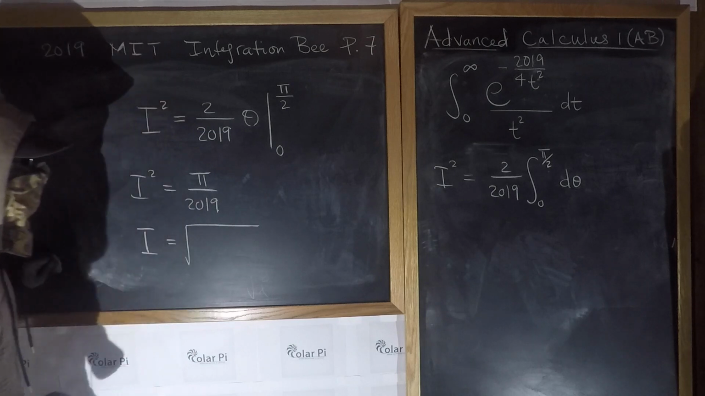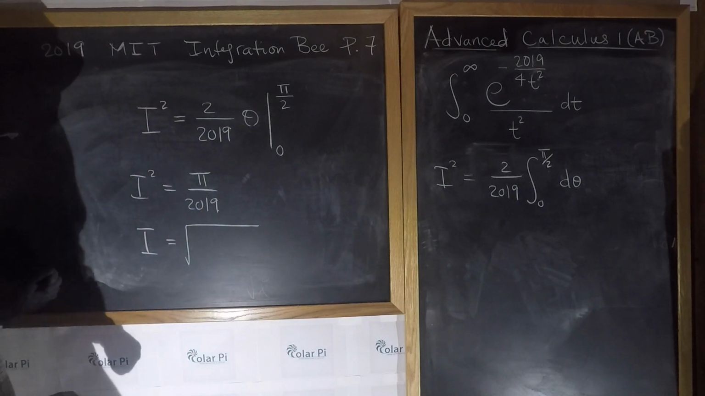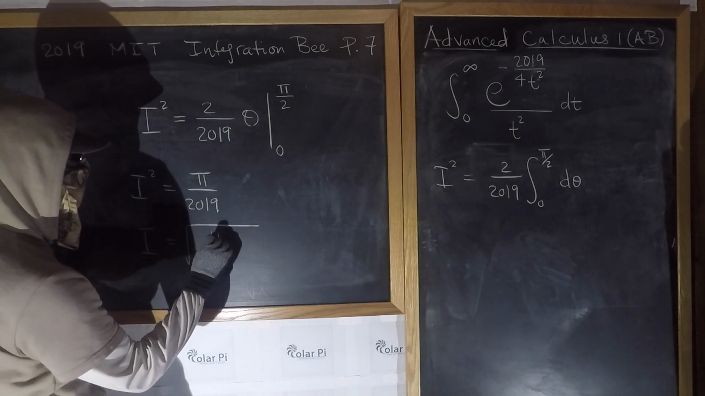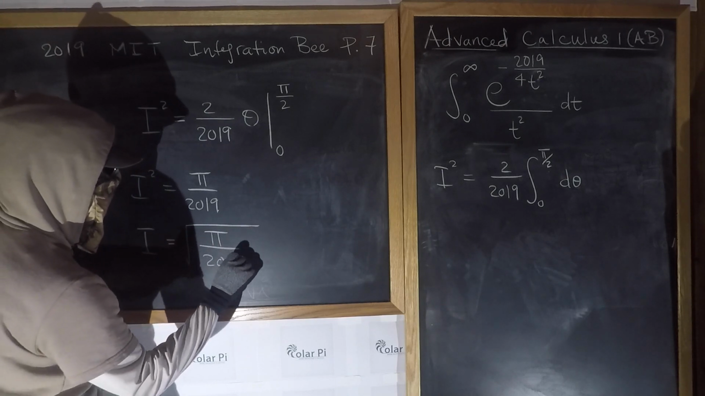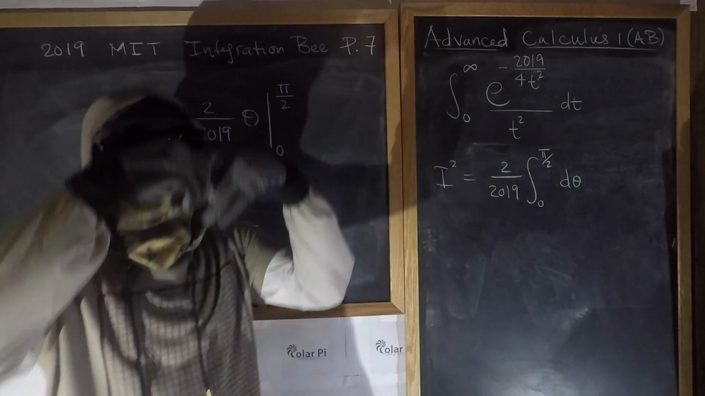So to finish, I is equal to, sorry, I meant the end, pi divided by 2019. Voila.